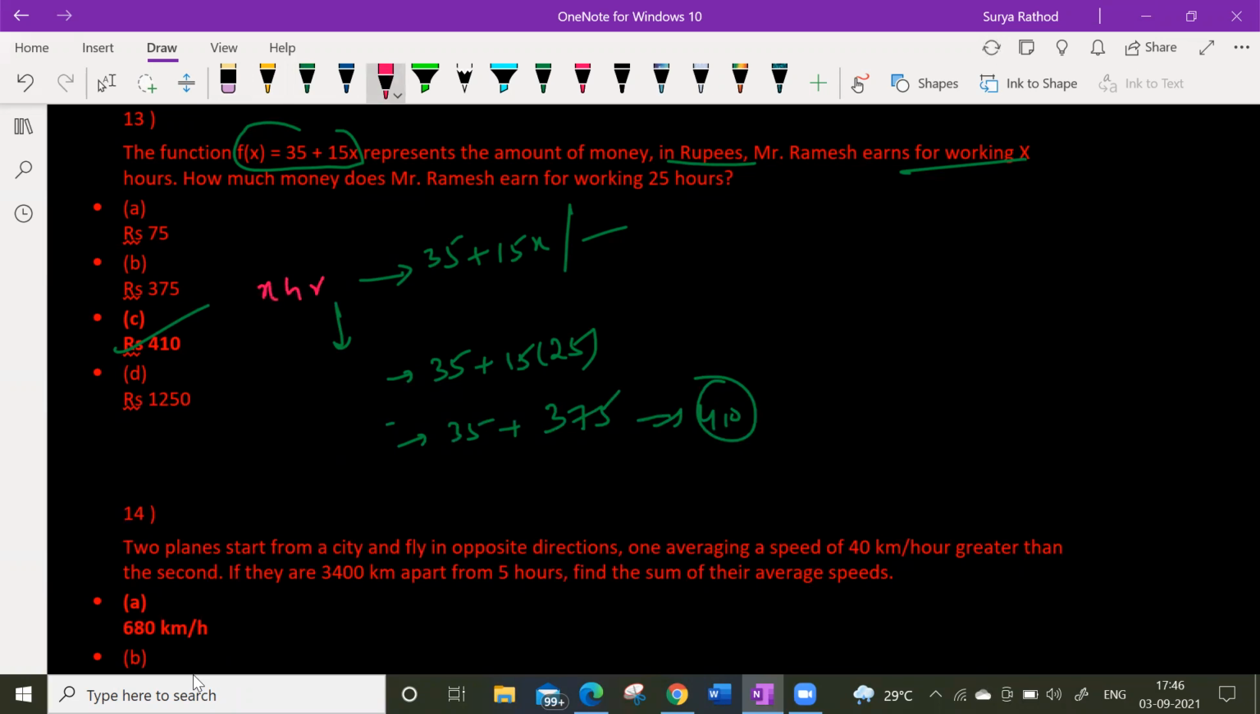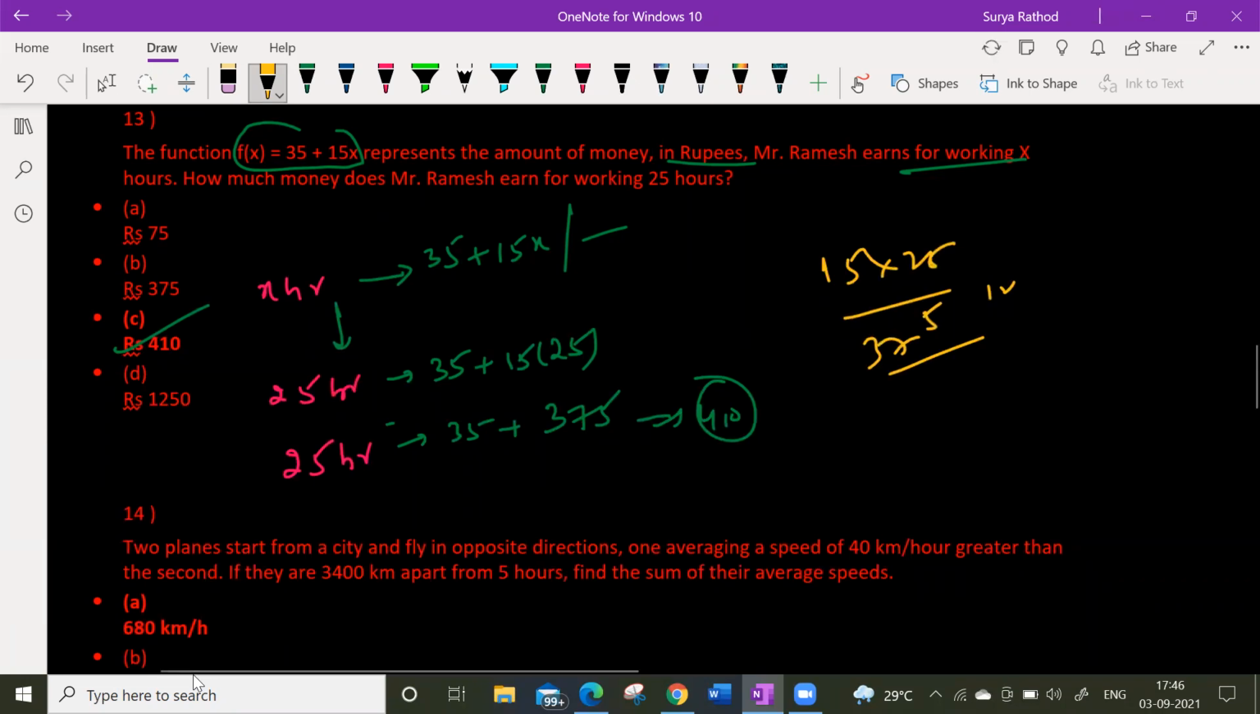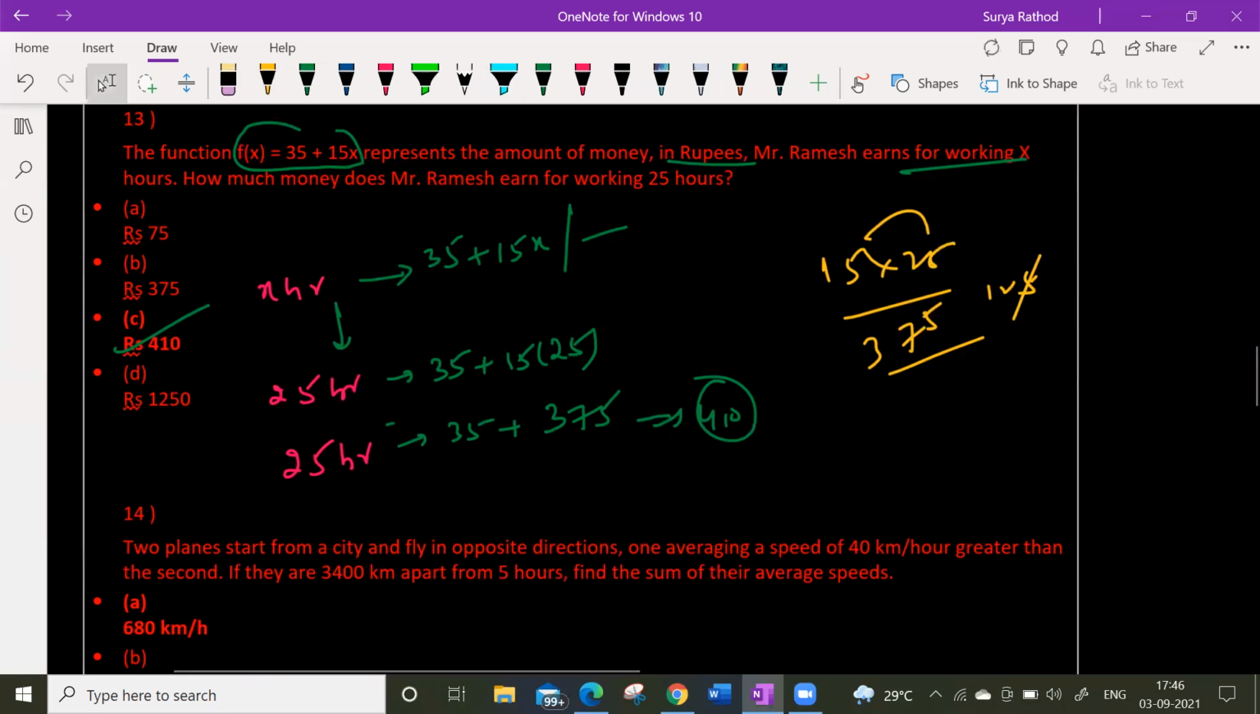Sir, it is 475. 15 into 25, 25 ones are 25, 25 plus 12, 37. Correct, 375, not 475. 25 is 125, beta, 5 carry here. 25 plus 12, 37, right. So 410 is the right answer.